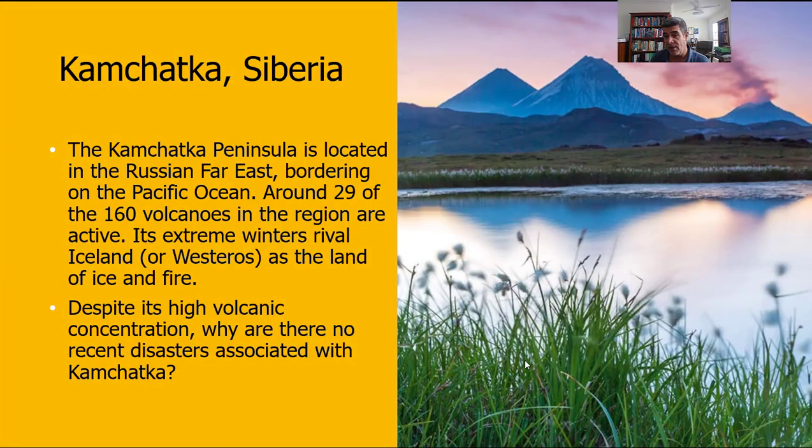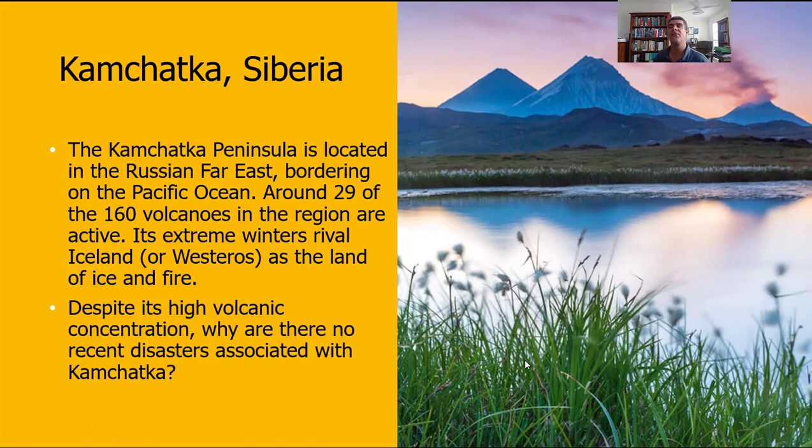The Kamchatka Peninsula in Siberia is a region that's right up in the Russian Far East, bordering on the Pacific Ocean. So think China, Japan, keep going further north. That sort of region is what we're looking at for this part of Russia, this part of Siberia. Around about 160 volcanoes in the region, 29-ish of which are still active. This is one of the regions of the world that is most active in terms of volcanic activity, certainly in terms of its density. The location in terms of how far north it is contributes to the fact that it can get extremely cold in these areas. So it really is a land of ice and fire.